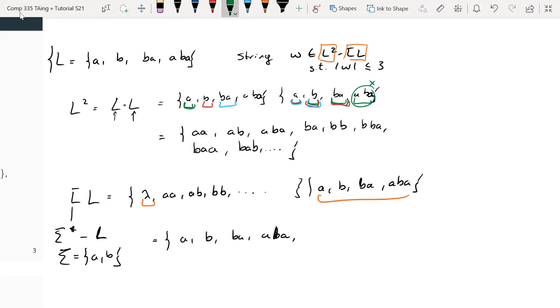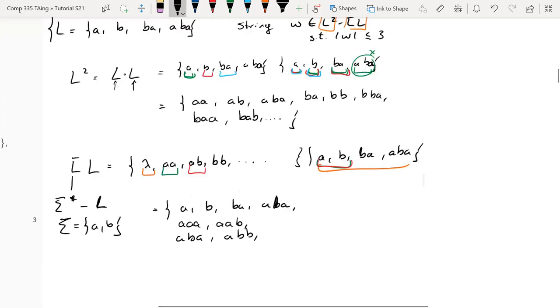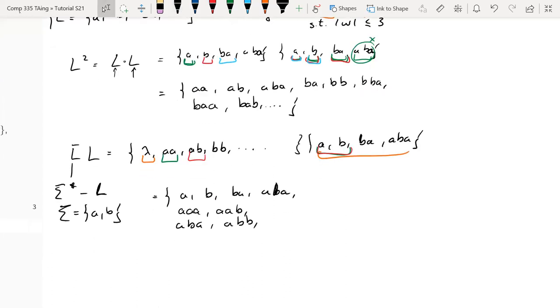Next, I'm going to do AA. So AA, I'm going to do the concatenation with A and B, because the other strings are length 4 or more. So I'm going to have AAA and AAB. Then I'm going to do AB with A and B, so that's going to give me ABA and ABB. And then lastly, BB with the two strings of length 1, so BBA and BBB. So that's going to be L complement concatenated with L.